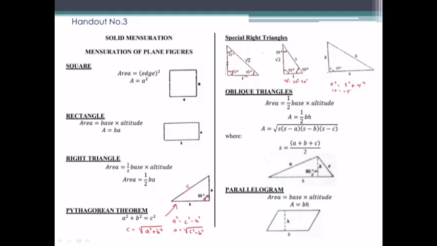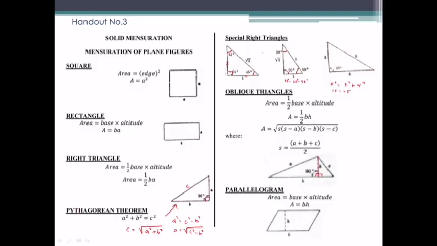Then we have oblique triangles. So no two sides are equal. Still the same, since it is still a triangle, its formula for the area is 1/2 base times the altitude, wherein the altitude is from this point, you drop a perpendicular line to the opposite side. So as you can see, this is 90 degrees.